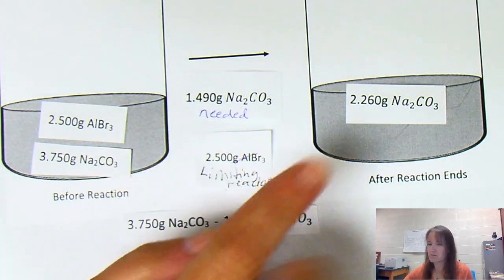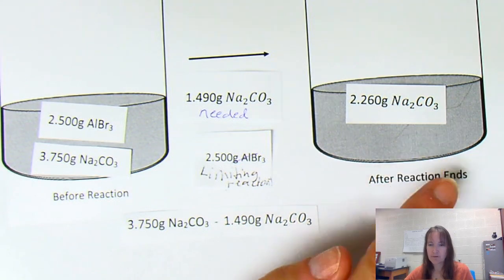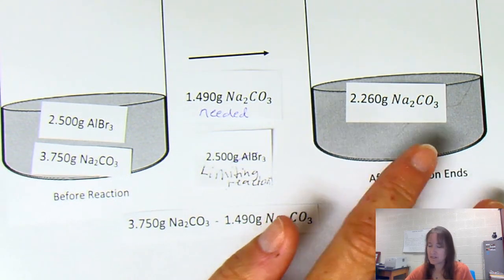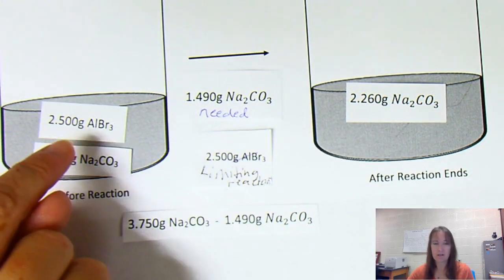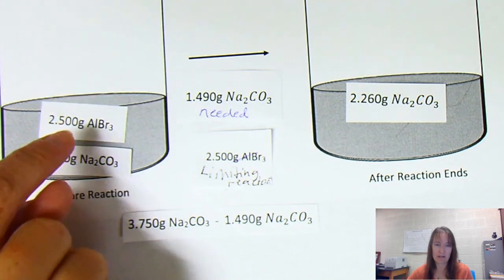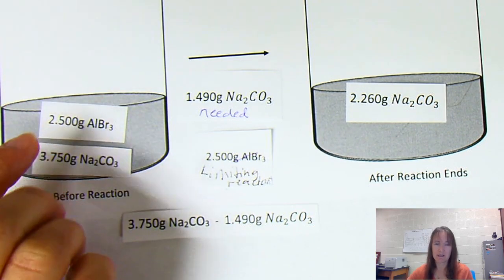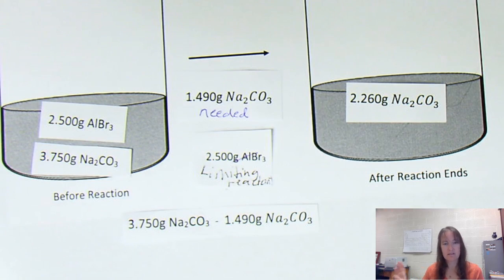So all of the amounts that end up after the reaction ends is going to be dependent on the amount of all this aluminum bromide, because all the aluminum ions end up with the carbonates to make aluminum carbonate, and all of the bromides end up with some of the sodiums to make the sodium bromide. And we're going to do that calculation in the next video.